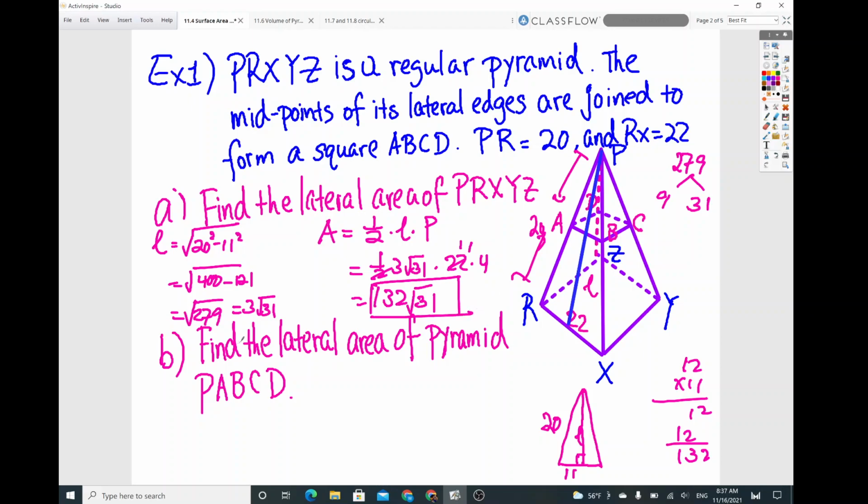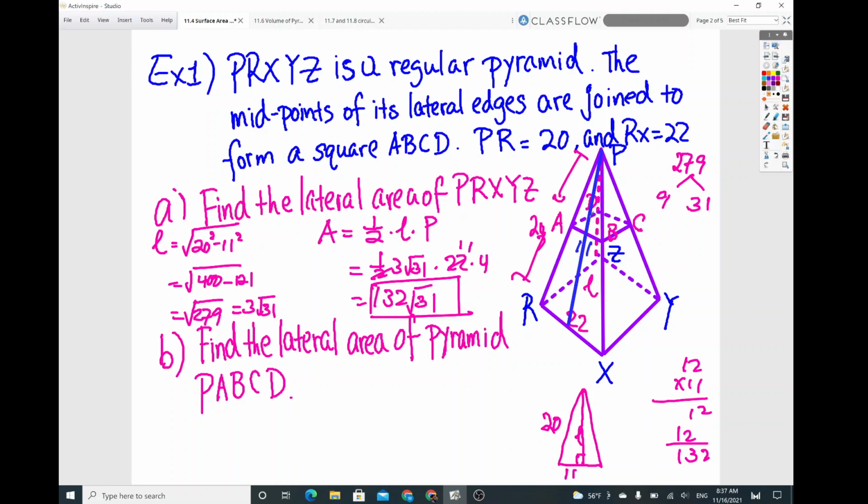Okay, so now what about the other one? Find the lateral area of the pyramid PABCD. That means we need to find the lateral area of the small pyramid here. This one is quite similar. We know that all those points A, B, C, D are the midpoints. By using the mid-segment theorem of the triangle, the side of this square is 11, because it's half of the base. So 11, 11, all 11 for the side length of the square.